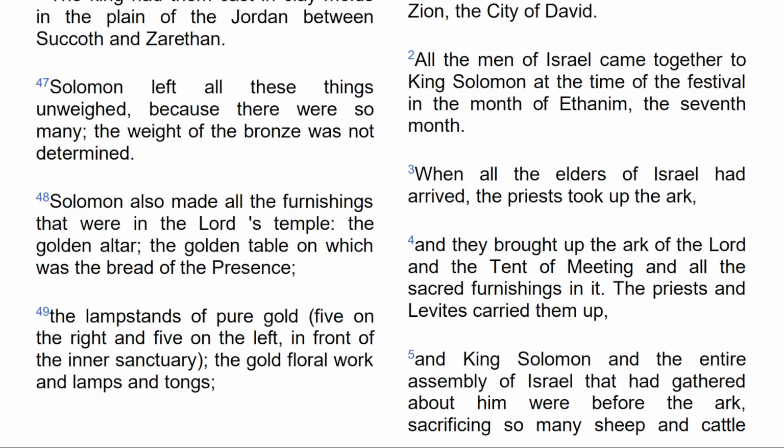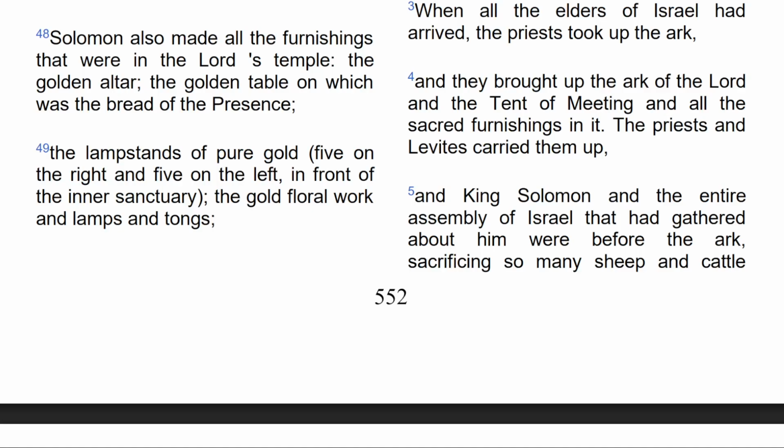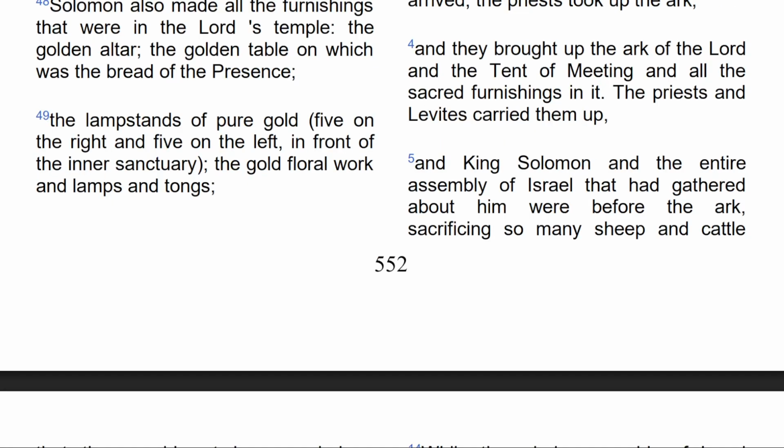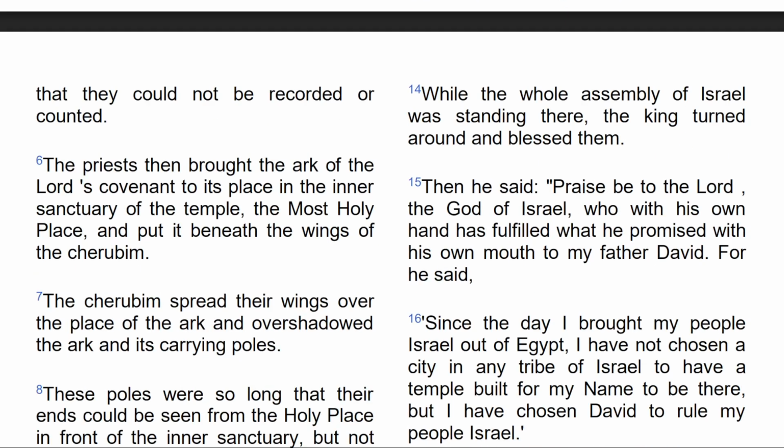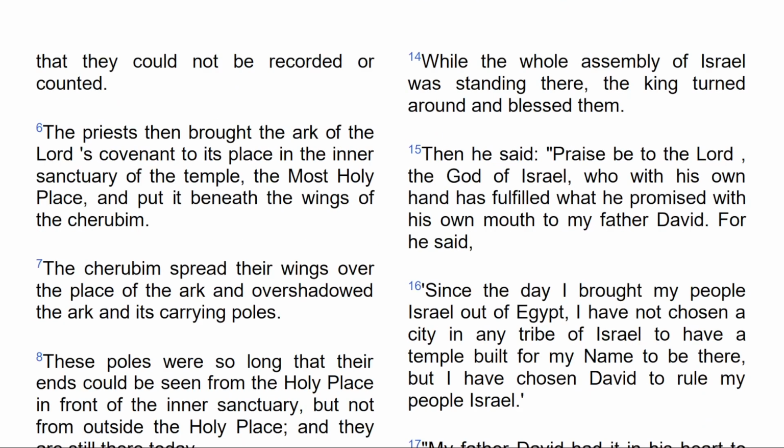The priests and Levites carried them up, and King Solomon and the entire assembly of Israel that had gathered about him were before the ark, sacrificing so many sheep and cattle that they could not be recorded or counted. The priests then brought the ark of the Lord's covenant to its place in the inner sanctuary of the temple, the most holy place, and put it beneath the wings of the cherubim.